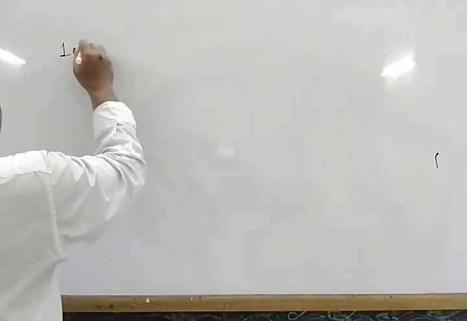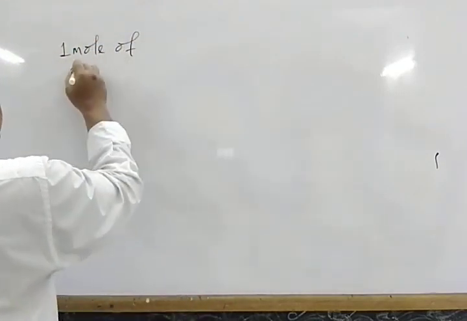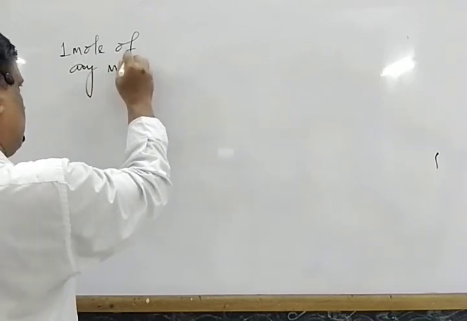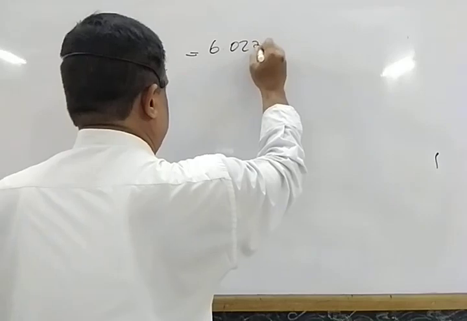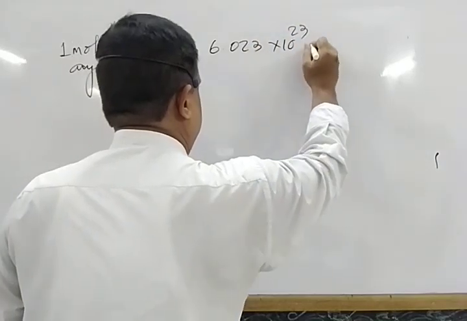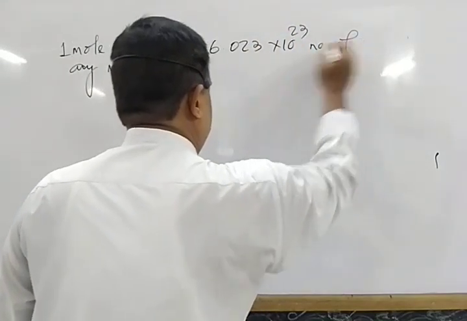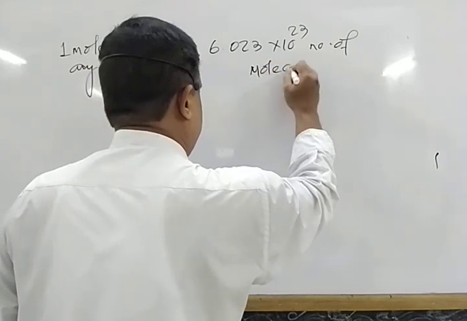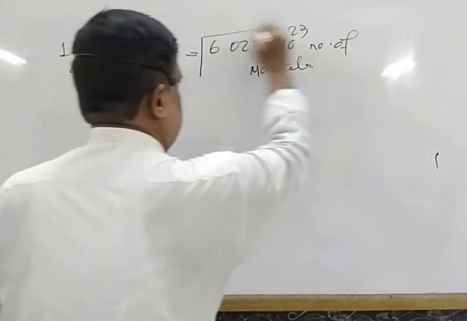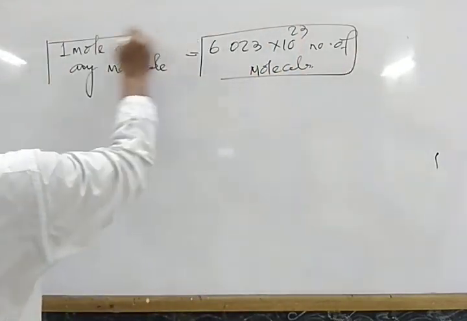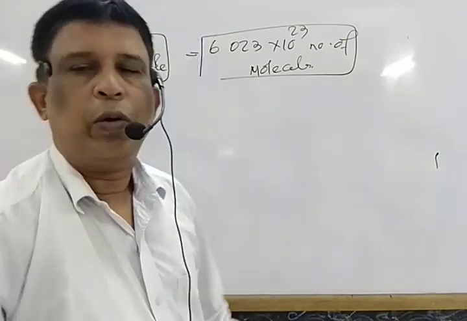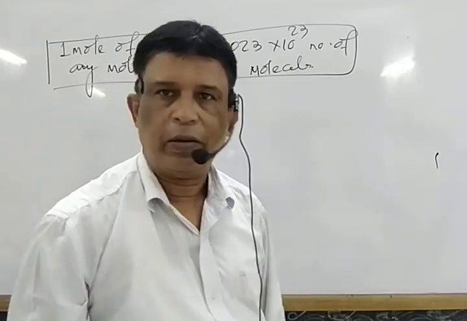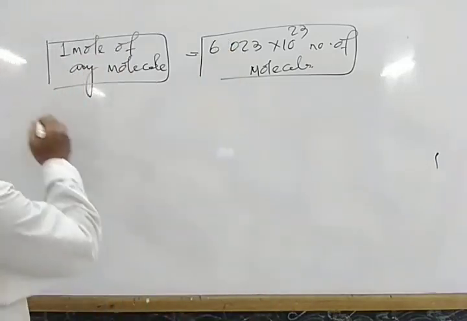Mark the relation: 1 mole of any molecule contains 6.023 × 10^23 molecules. So mark the relationship. Now let us proceed to solve one or two questions. We frame the question, then try to solve it. Mark the question.